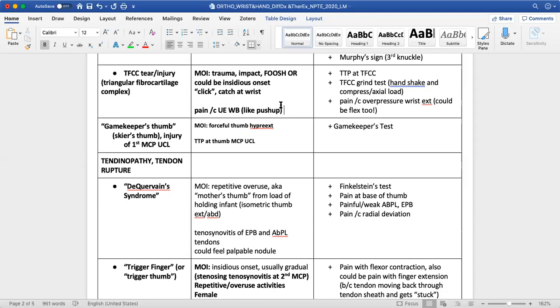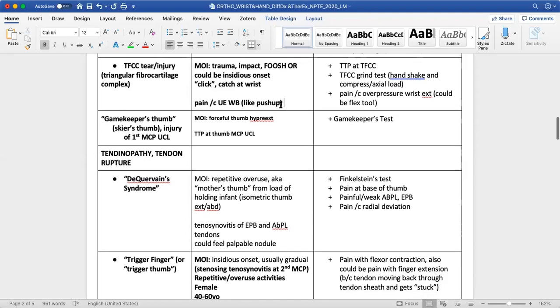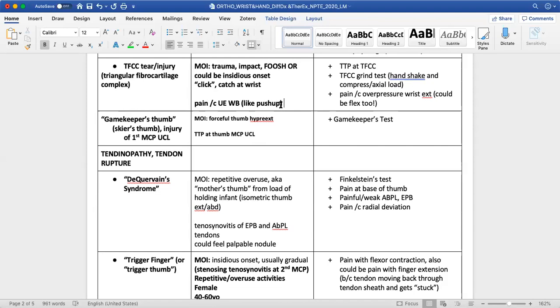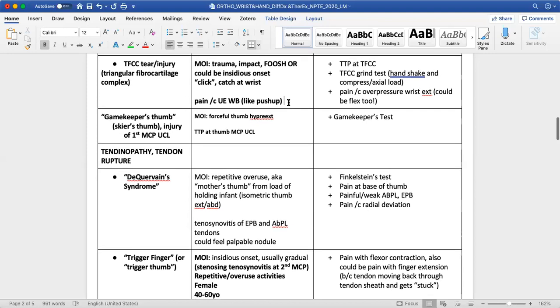The other thing individuals will often report or experience, either subjectively or upon your objective exam, and this makes sense based on where this is, as they move into ulnar deviation or ulnar deviation with added overpressure, they're likely going to experience pain, because that will be placing compression on this structure. It'll kind of pinch the proximal carpals into the ulnar bone, and as you can imagine, that's going to be painful if the TFCC is inflamed.